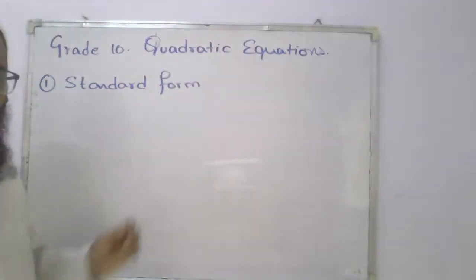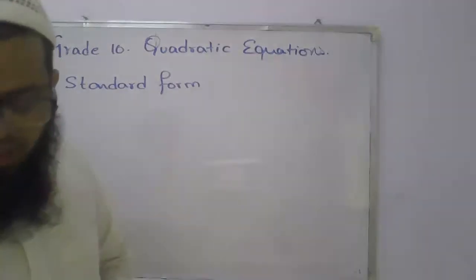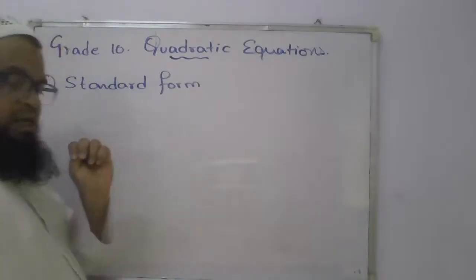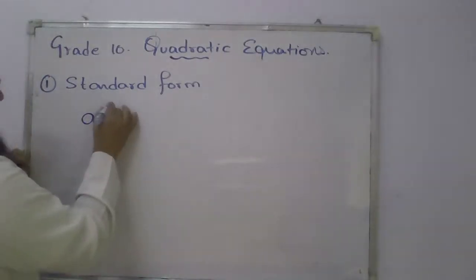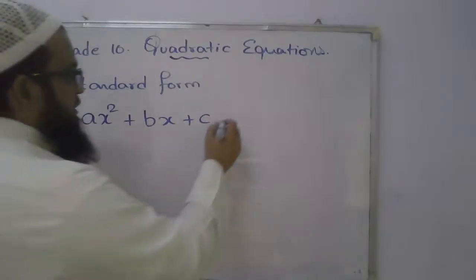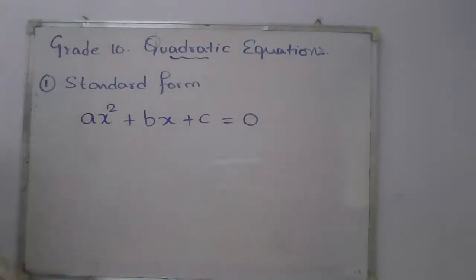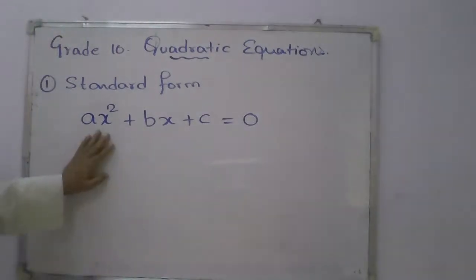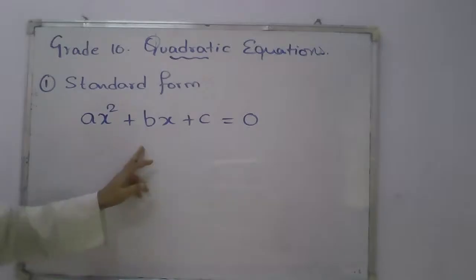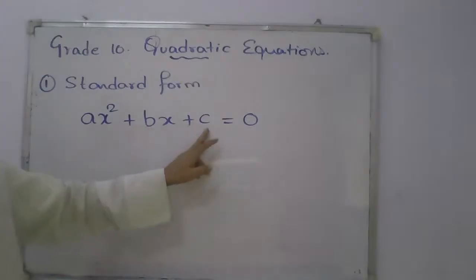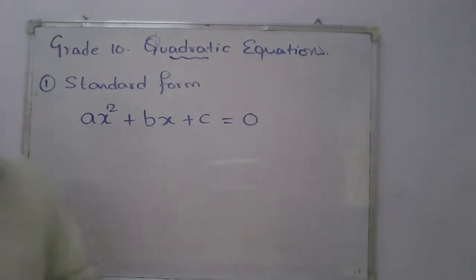Now let us see the standard form of a quadratic equation. What is a quadratic equation, my dear students? Quadratic means the degree is 2. So it is in the form ax square plus bx plus c, and since we have an equation equated to 0, this is the standard form. Everybody please write along with me. The standard form of a quadratic equation is ax square plus bx plus c equals 0, where a is the coefficient of x square, b is the coefficient of x, and c is the constant.